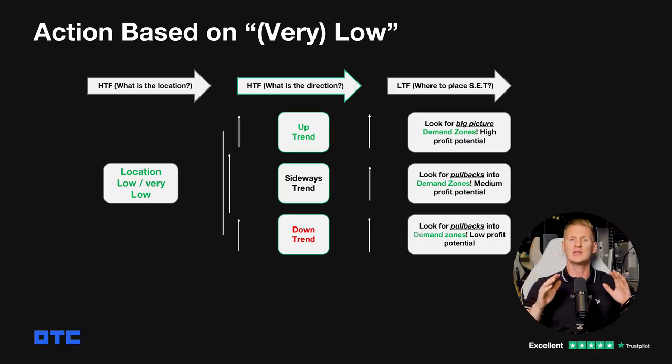If the HTF is trending sideways, an LTF demand zone located low or very low still offers a reasonable opportunity, while it's not as strong as trading with an uptrend. The location at the low end of the range provides a moderate profit potential. The probability of success is also medium, as price may oscillate within the range, offering opportunities but with less directional momentum than a trending market.